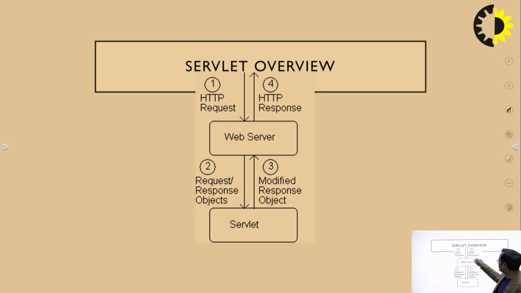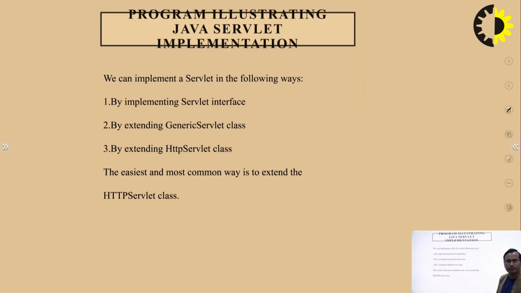So by this example we can understand how the servlet works. Firstly, the request is generated. This request goes to the web server, and then the web server transfers this request to the particular servlet. Then the servlet executes the request and sends the response to the web server, and then the final response is sent by the web server to the web client.